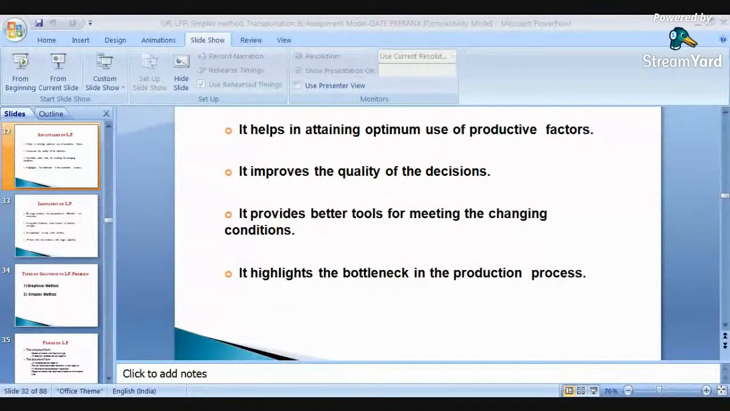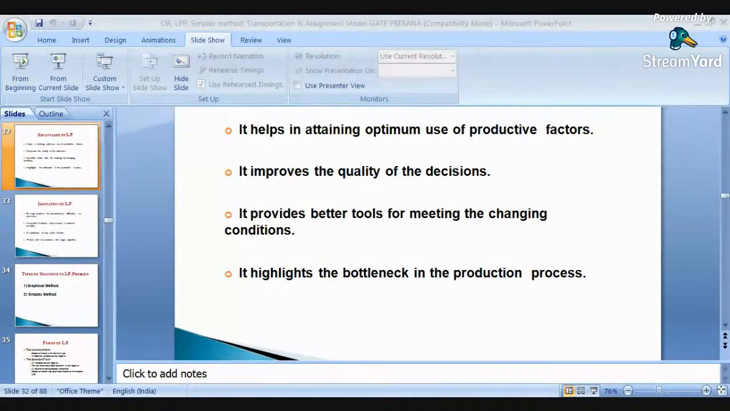Once the initial solution has been found, the next step is to test that solution for optimality. Because the solution which we have found is a feasible solution, an initial basic feasible solution. Then we have to take it toward the optimal solution. So there are two methods which are used for testing the solution. One is the stepping stone method, another is the modified distribution method.